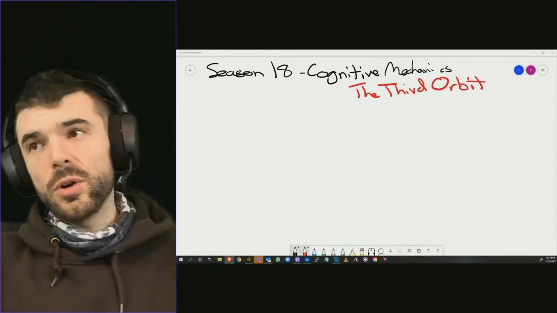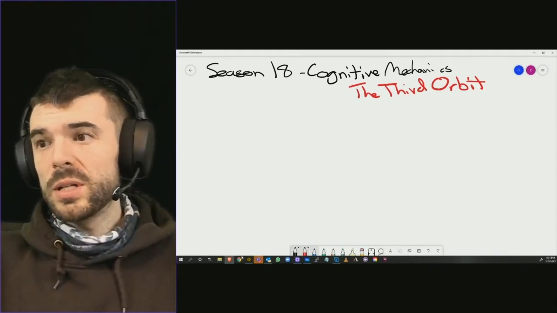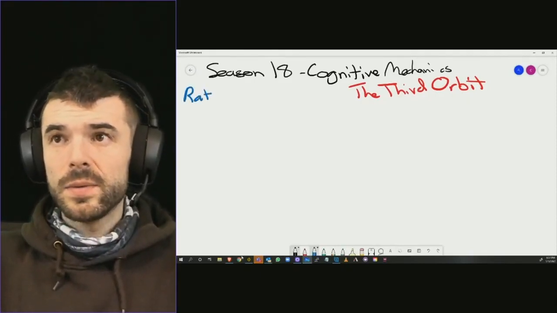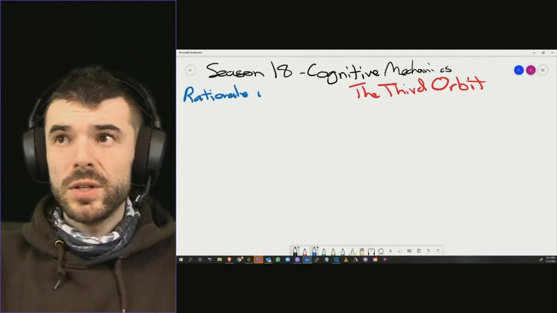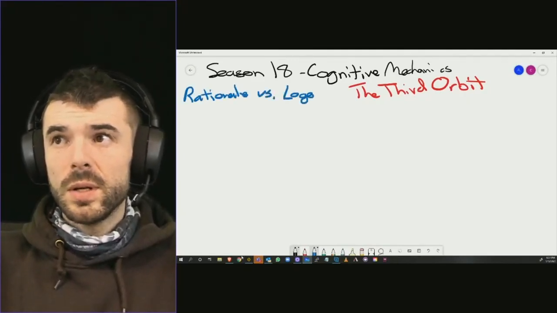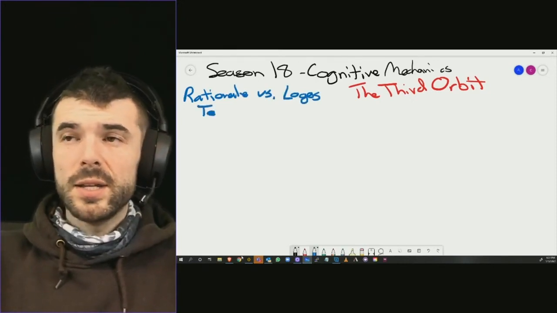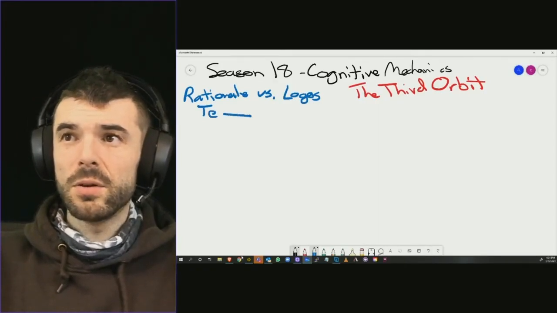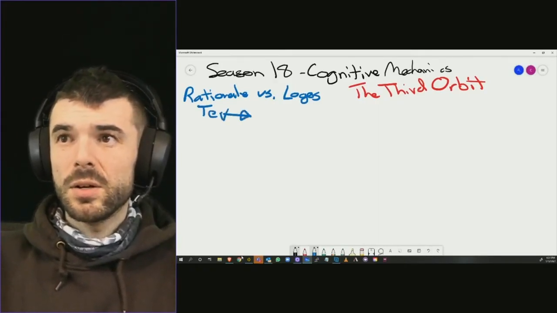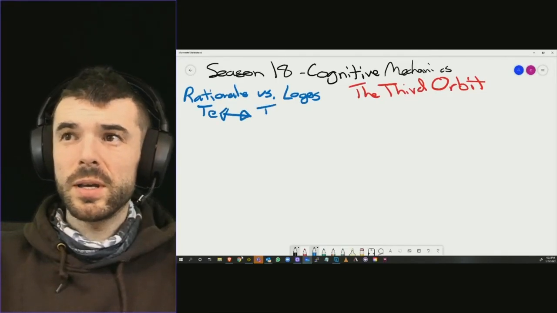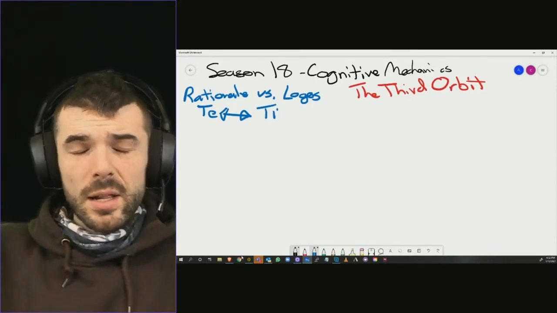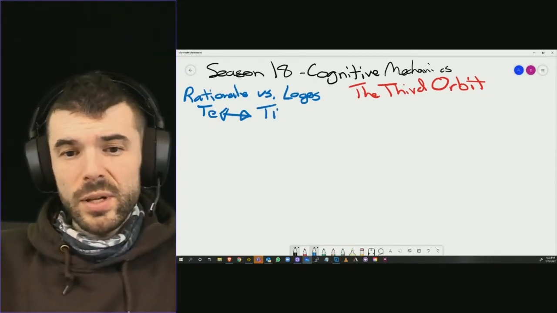Welcome to the third orbit, and this is where we are going to be discussing rationale versus logos, also known as TE. Oops, that's a really gross looking E. We don't need to have gross E's like that. And also my arrows are terrible too, but I don't care. So TE and TI.